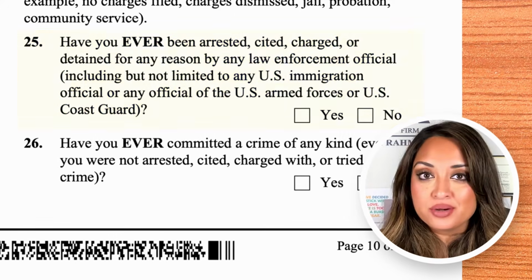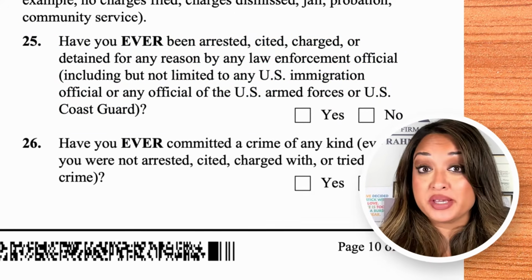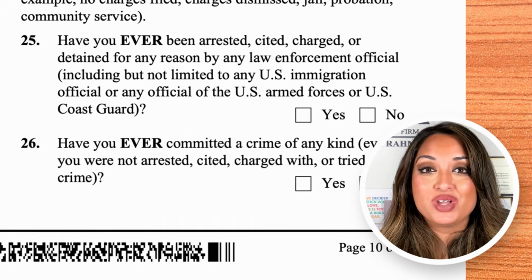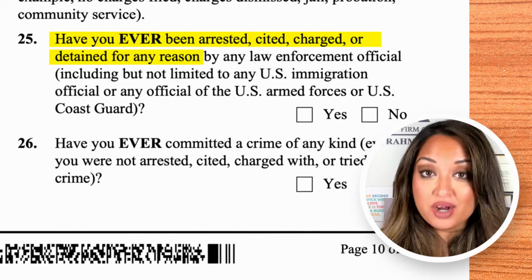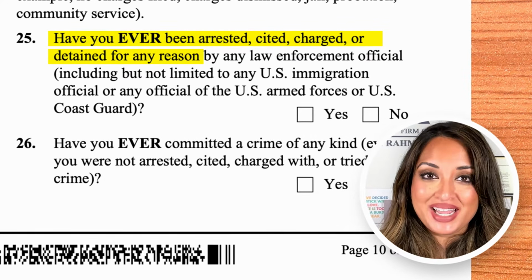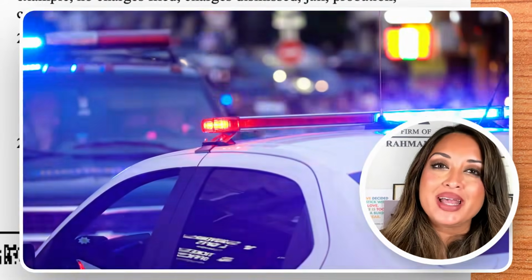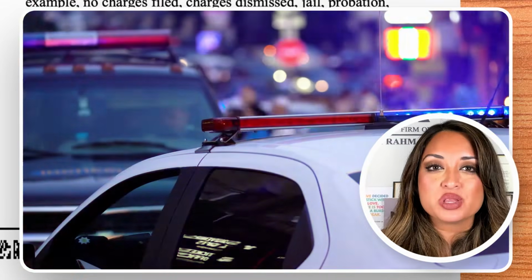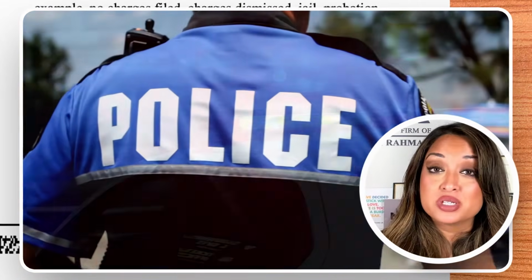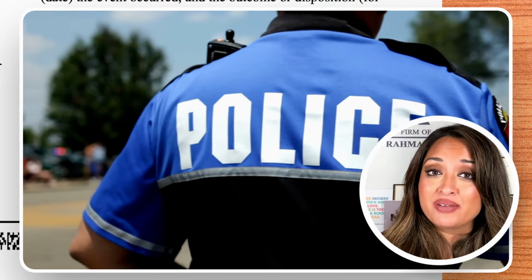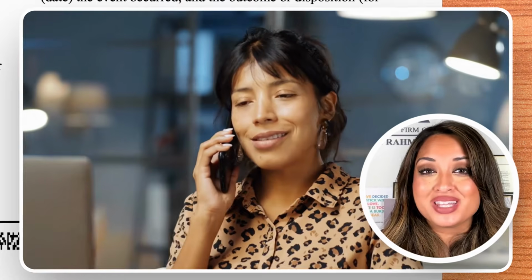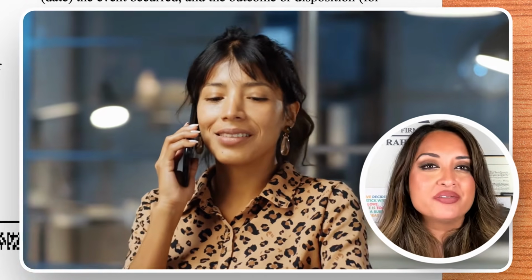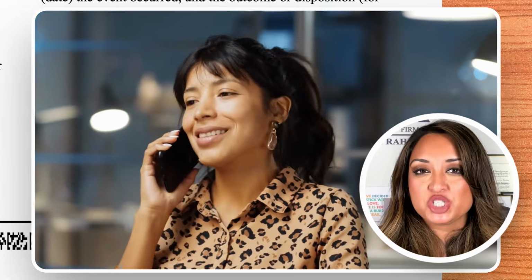Now, I want you to do as well as you can, so note that this question is not asking, have you ever been convicted? This question is asking, have you ever been cited, arrested, charged, or detained? So basically, if you have ever had any sort of negative interaction with law enforcement, you may have to answer yes to this question. And thus, if you do have to answer yes to this question, then I definitely advise you to speak with an experienced immigration attorney. Something that may have been just a minor offense may actually have serious immigration repercussions.